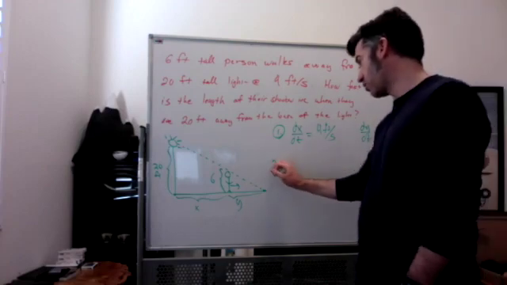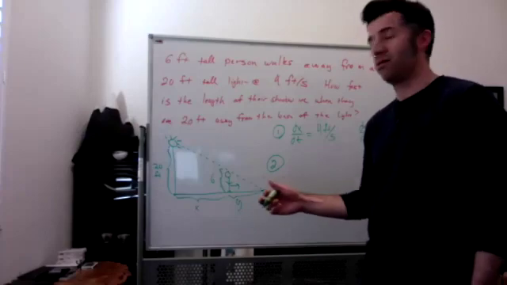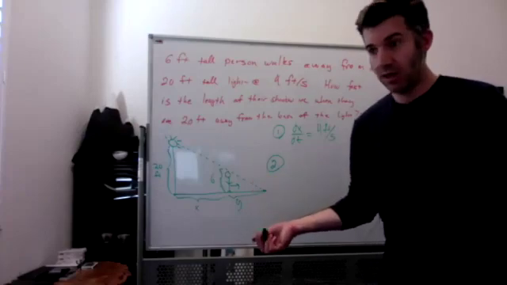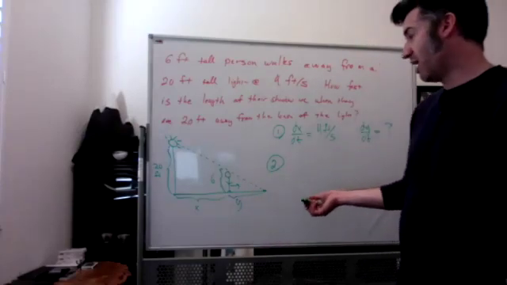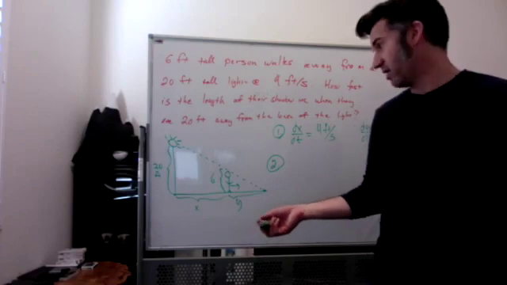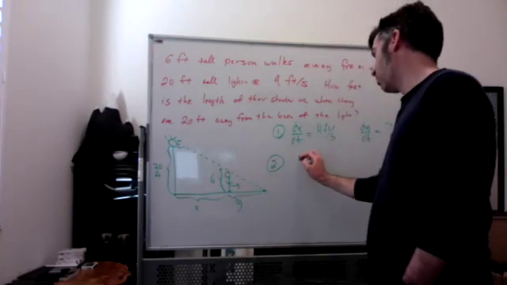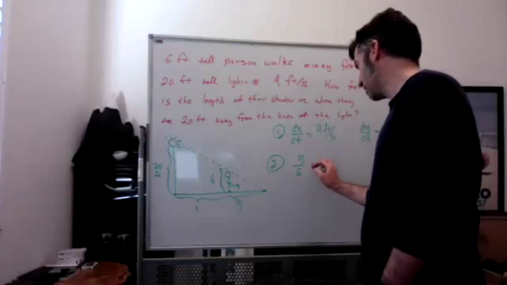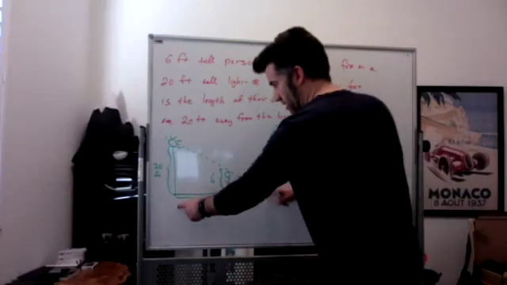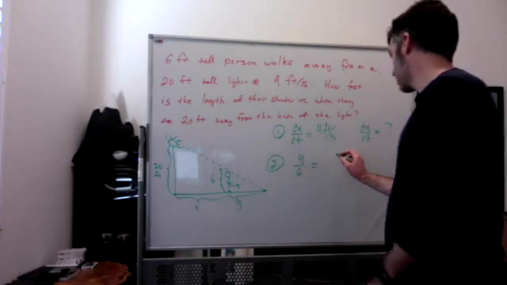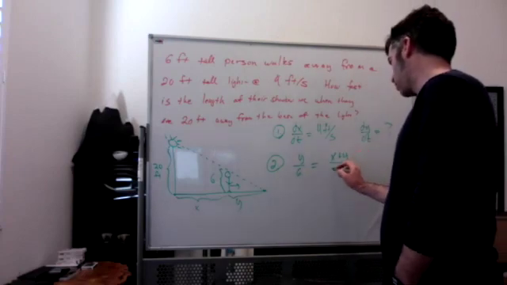Now we want an equation relating x and y, similar triangles. So I'm going to pick what I want on top. I'm going to say base over height, so y over 6 equals base divided by height, x plus y over 20.